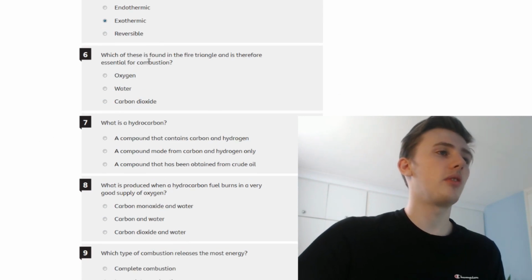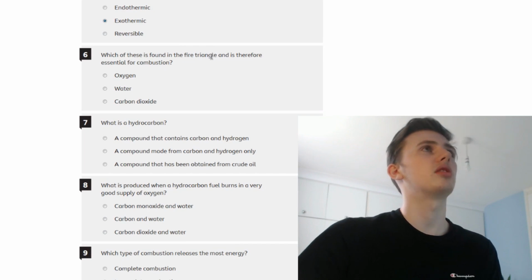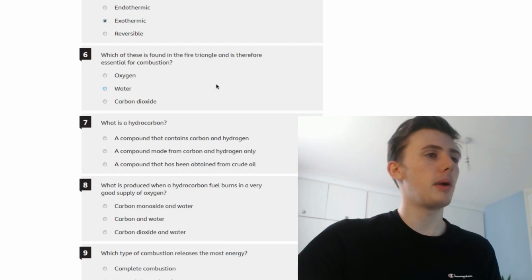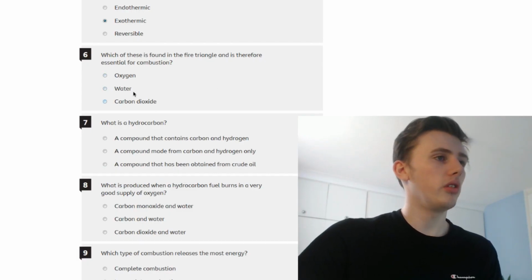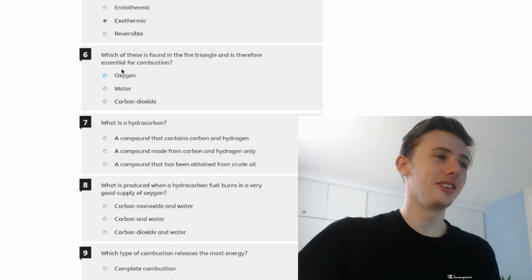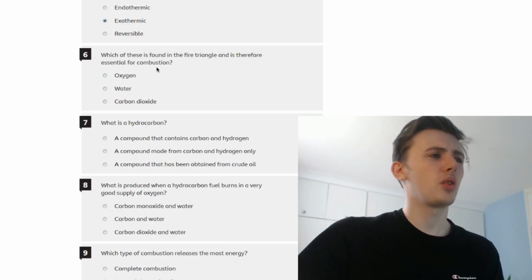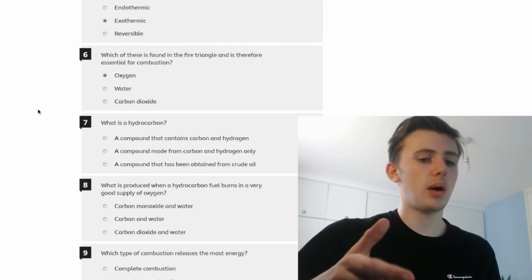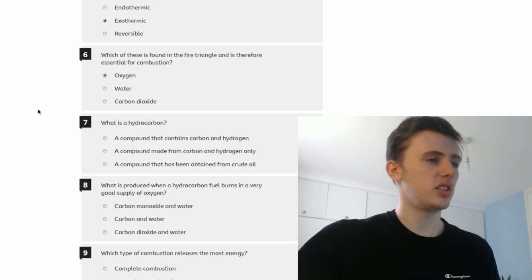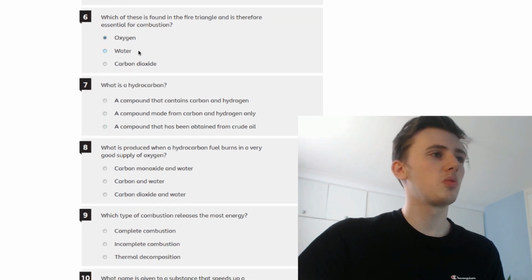Which of these is found in the fire triangle and therefore is essential for combustion? What the hell's the fire triangle? I've never learned about a flipping fire triangle or a goddamn water square. That was such a crap joke. Oh, my God. What's essential for combustion? Well, it's oxygen. But then, what about incomplete combustion? Oh, no, you still need oxygen. Okay, that's fine, because water and carbon dioxide are just products.